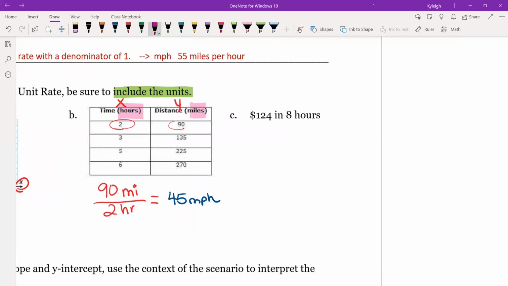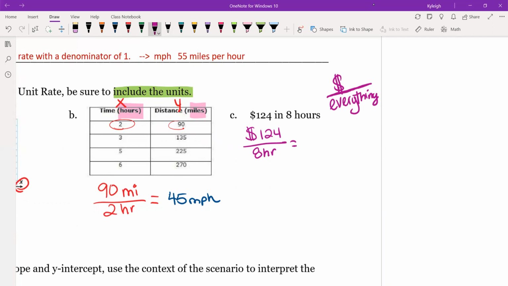And then the last one is money and hours. So this is like thinking about a job. For an 8-hour workday, you make $124. So generally, I say money over everything is the motto when we're talking about unit rates. Not my life motto, but just a motto to use when we're talking about unit rates, money over everything. So we want to put the $124 over the 8 hours and simplify that.